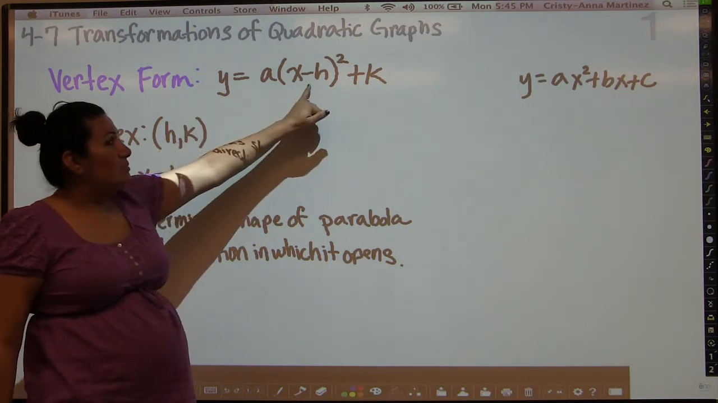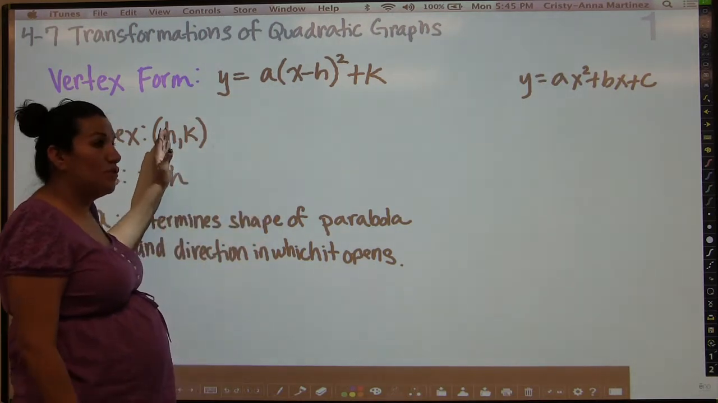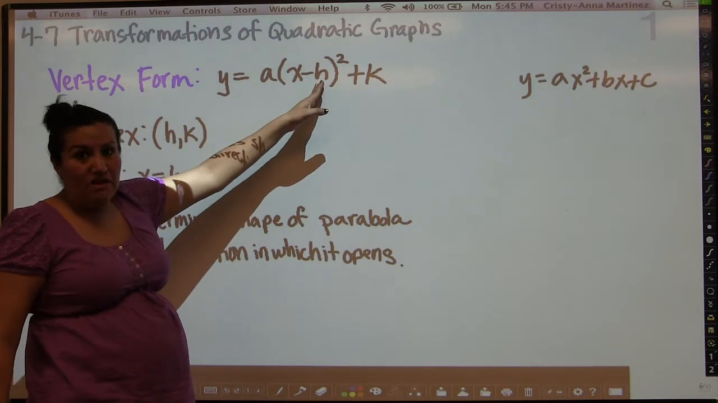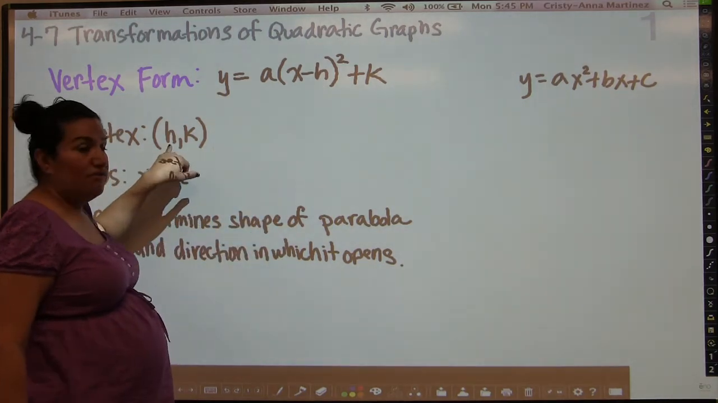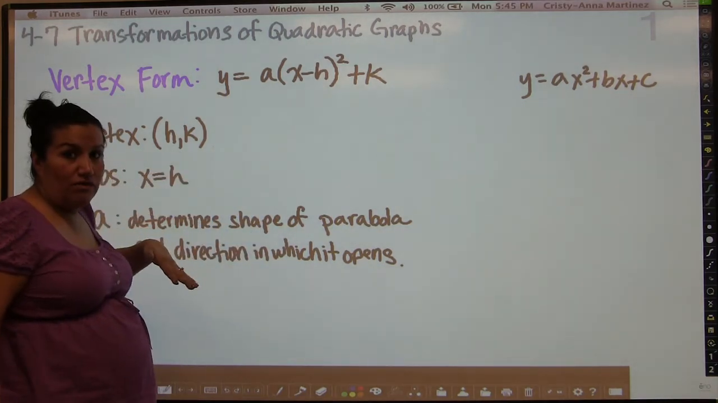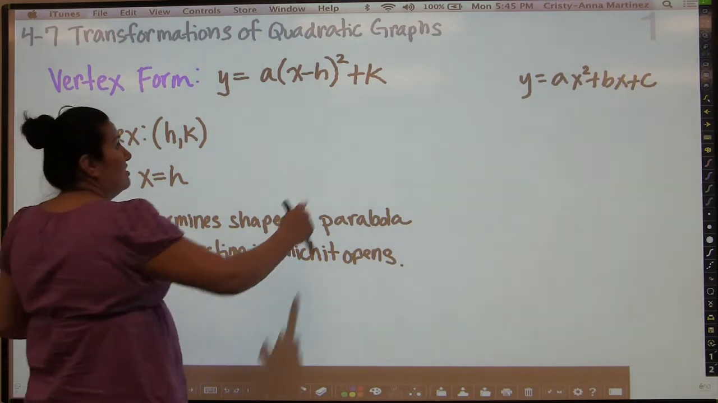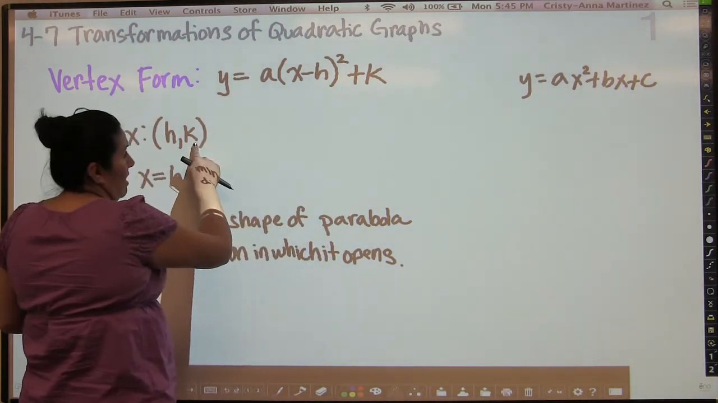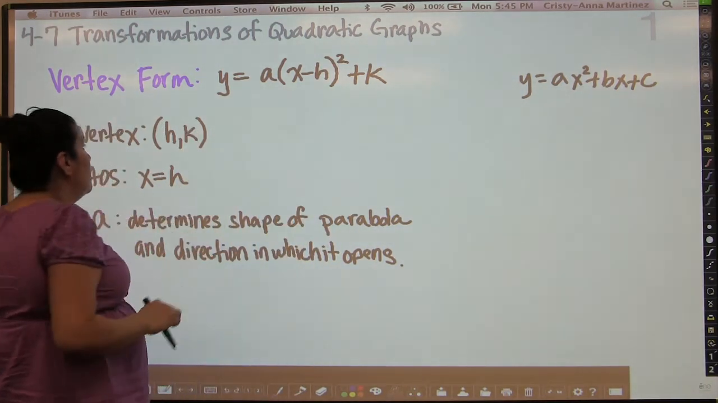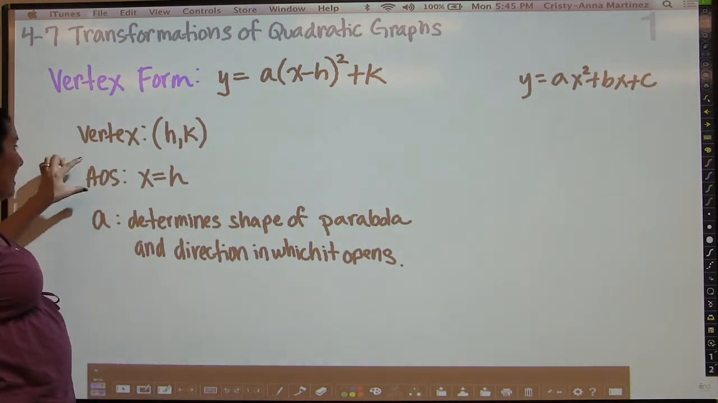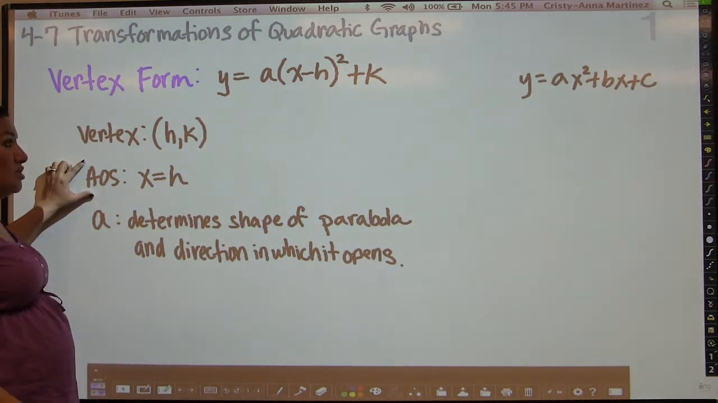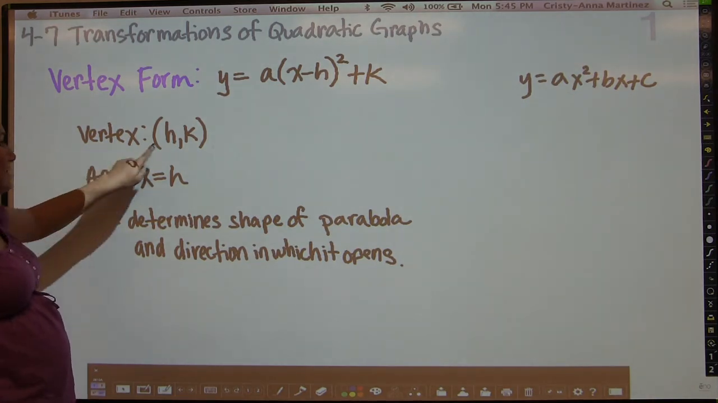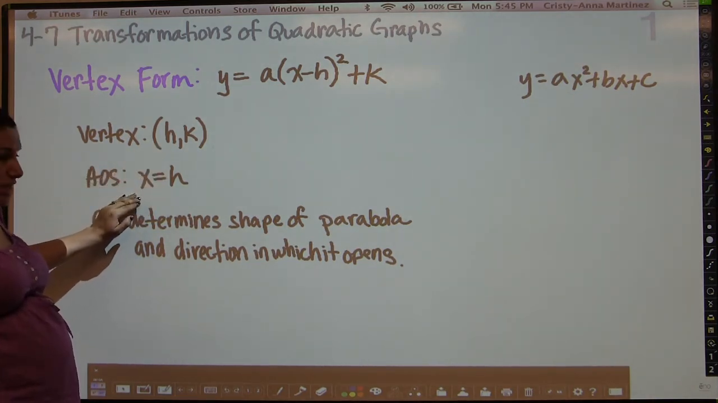So if this said x minus 3, the vertex would be positive 3. If this said x plus 5, then the vertex would be negative 5. The k value, however, stays the same. So if this is a plus k, and this is a plus k, if that's a minus k, this is a minus k. So there's your vertex. The axis of symmetry, just like it was before, is always the x coordinate of the vertex. Since that's h, then the equation would be x equals h.